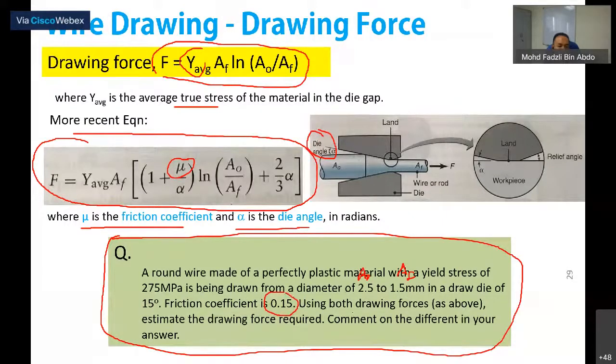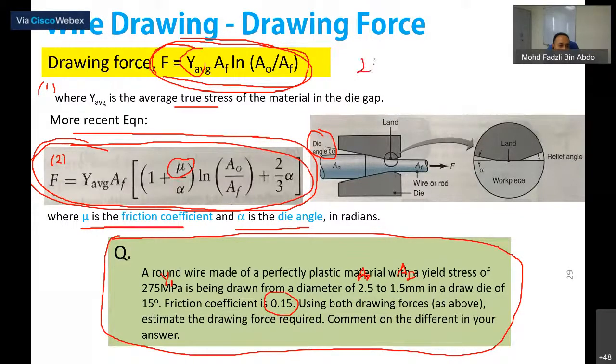Okay, using both drawing forces, yang ni lah, using this equation, dengan this equation, estimate the drawing force required. Maksudnya, dengan ada jumlah nilai-nilai ini, you kirakan drawing force menggunakan force yang ni, dan juga menggunakan force yang ni. Okay, jadi you akan dapat lah.